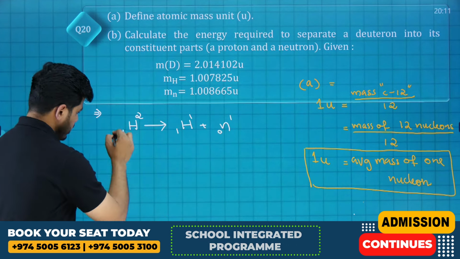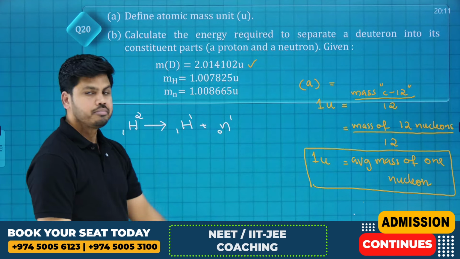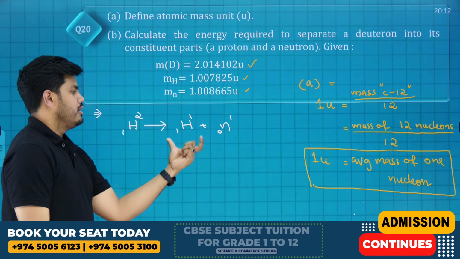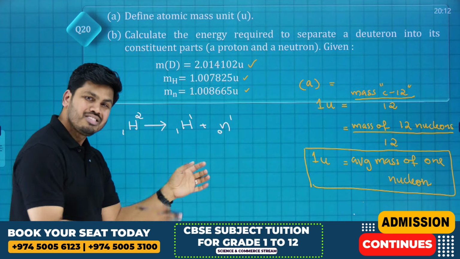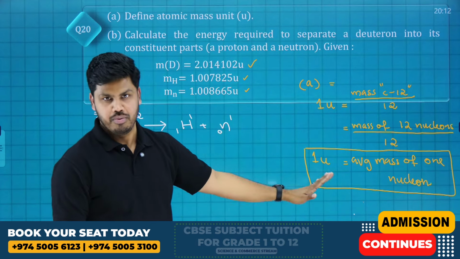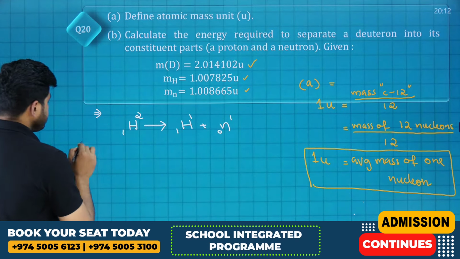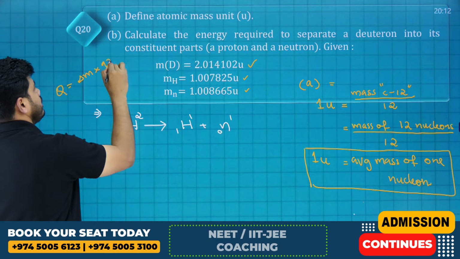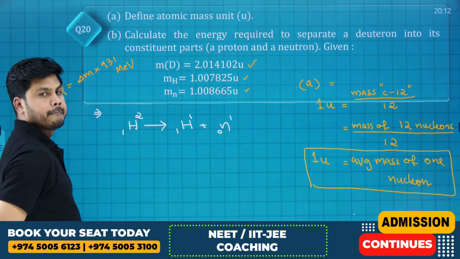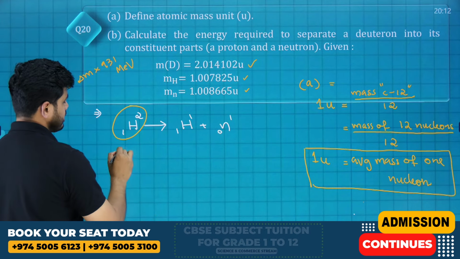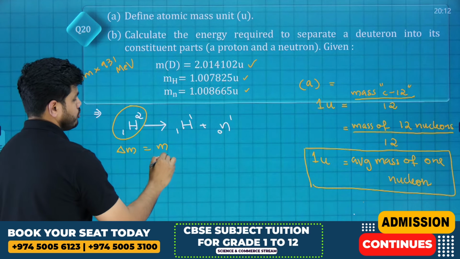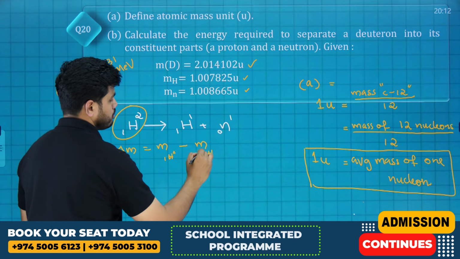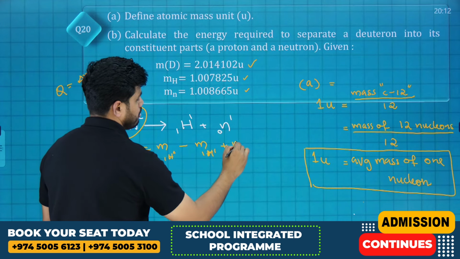Now it is easy. We have to find the mass of this deuteron. It is given in the question, right? And we have to go for the mass of the proton and the mass of the neutron, the sum of the two. Then you will get the total mass of the products. Take the difference, multiply with 931 MeV. That is our final answer. So the energy Q value released is equal to delta M into 931 MeV. Delta M we are going to calculate as the mass of the deuteron minus the mass of the proton plus the mass of the neutron.